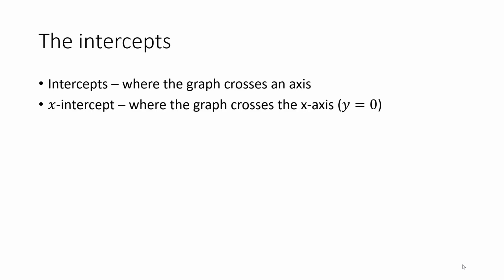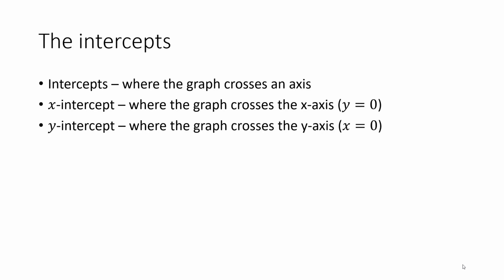So the x-intercept is where the graph crosses the x-axis, and to do that, we're not moving vertically at all, we're just on the x-axis, so y equals 0. Similarly, the y-intercept is where the graph crosses the y-axis. So we're not moving left or right, and so x is equal to 0. To make it easy to remember, if you want to find an intercept, make the other variable equal to 0.